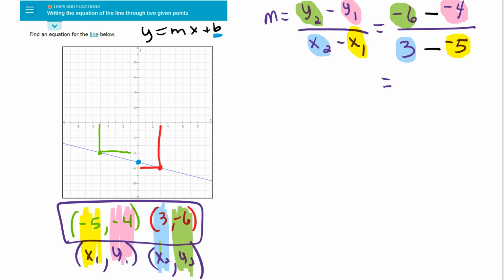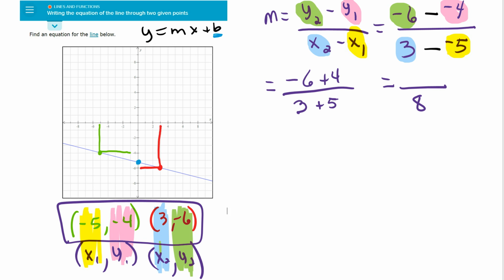So now I just got to do the math. When you subtract a negative, that's the same thing as adding a positive. Same thing with the denominator. 3 minus a -5 is really 3 plus 5. So the denominator is easy. 3 plus 5, that's 8.